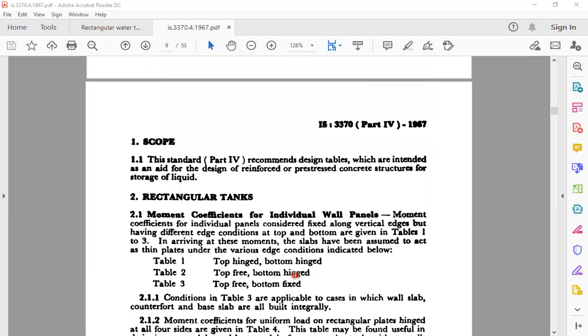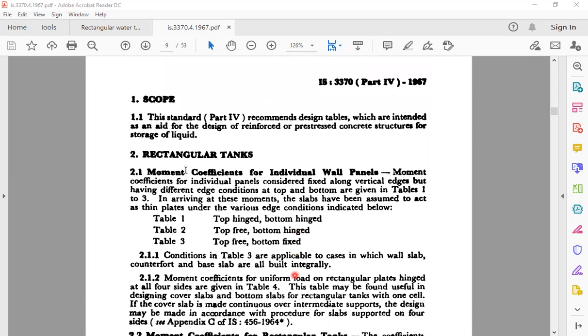This particular part starts with rectangular tanks. This standard part 4 contains the design tables which are intended as an aid for the design of reinforced or pre-stressed concrete structures for the storage of liquids. Rectangular tanks: moment coefficients for individual wall panels.